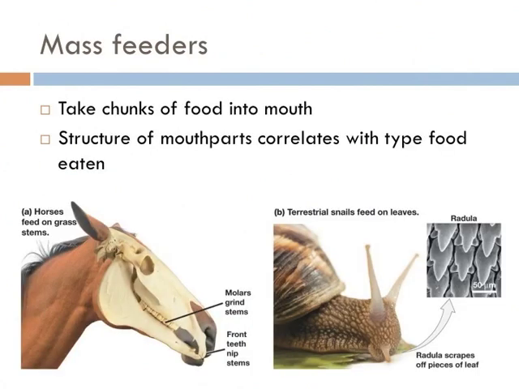We take chunks of food into our mouth and digest them inside of a digestive system. Many animals are mass feeders as well, and the structure of their mouth parts correlates directly with the type of food that they eat. Mammals that feed on grass all have front teeth that nip the grass and molars in order to chew it before it goes into the stomach. Snails are also mass feeders, but they have a different approach. They scrape parts of the leaf off with a radula, and it's kind of like using a razor to remove hair in the shower.